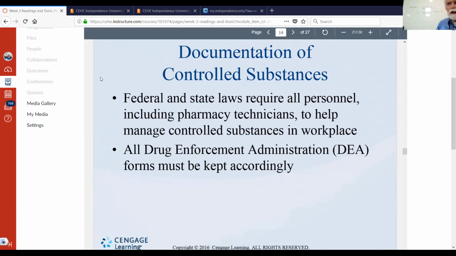Schedule 2 substances require documentation. We have to store descriptions of Schedule 2 substances separately from everything else. We cannot refill a Schedule 2 prescription. Every time someone comes in with a need for those, it has to be fresh. You cannot refill a Schedule 2 substance. That's illegal.